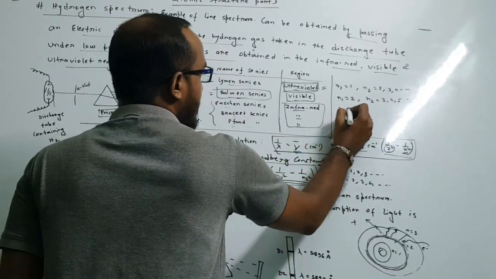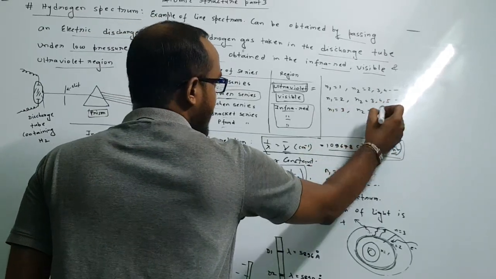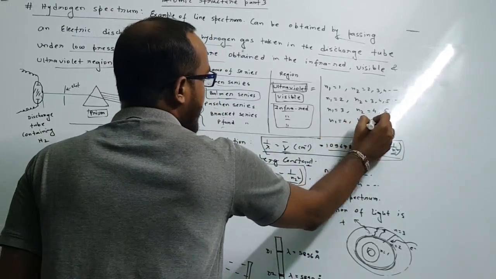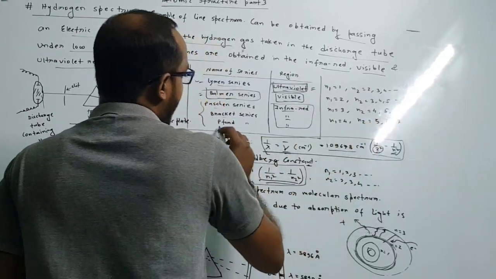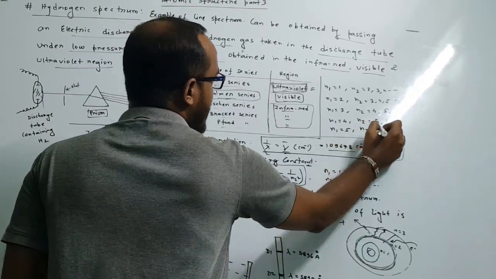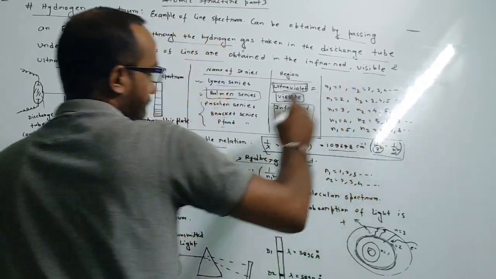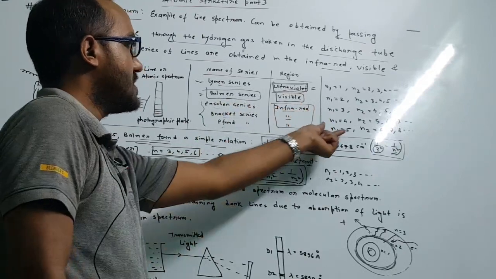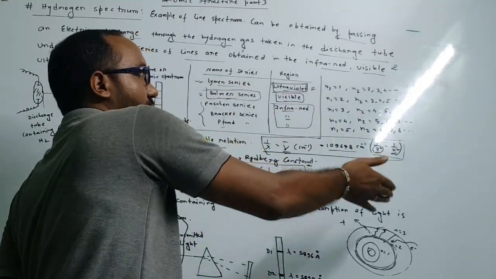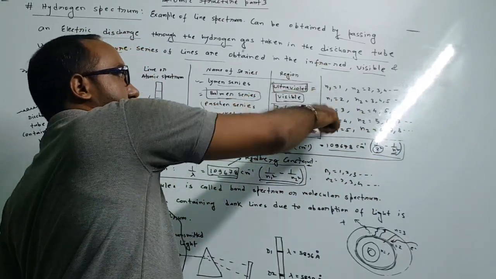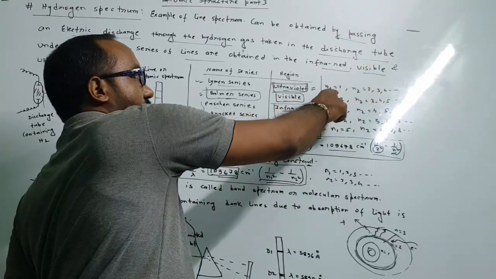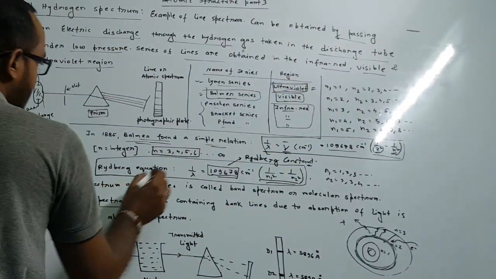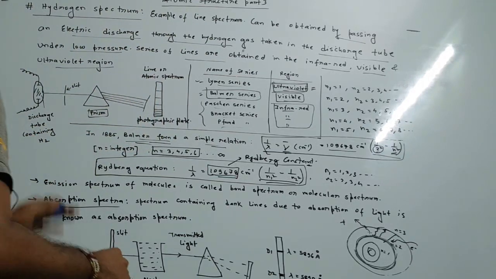For Paschen series, n1 equals 3. That means n2 can be 4, 5, 6, etc. Now Brackett series is n1 equals 4, that means n2 can be 5, 6, 7, etc. For Pfund series, n1 equals 5, that means n2 equals 6, 7, 8, etc. So the lower energy state for Lyman series is 1, Balmer series is 2, Paschen series is 3, Brackett series is 4, Pfund series is 5, and the electron can jump from the respective lower energy state to the respective higher energy states, that is from 1 to 2, 3, 4, from 2 to 3, 4, 5, from 3 to 4, 5, 6, etc.